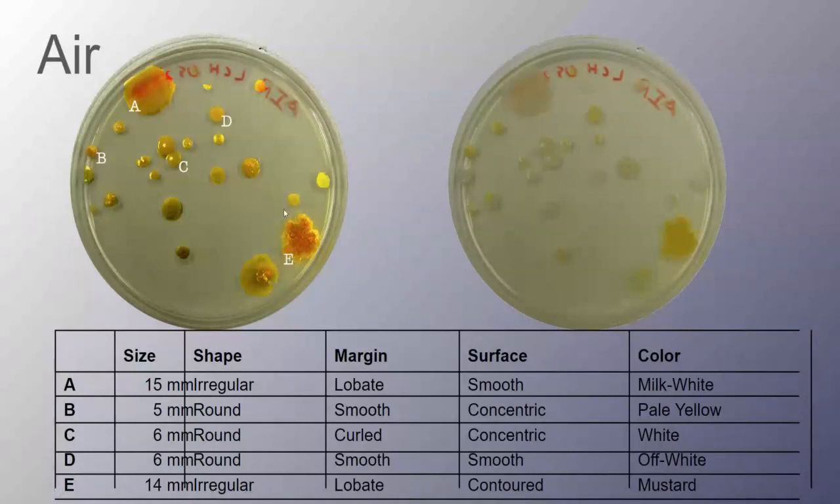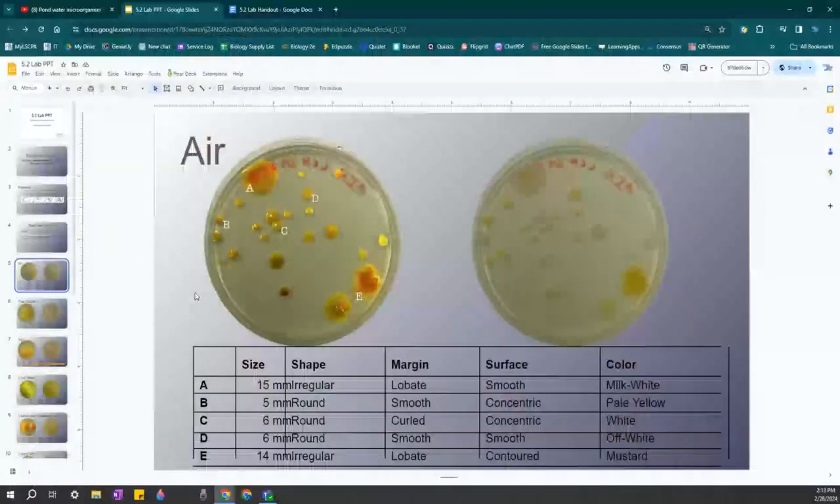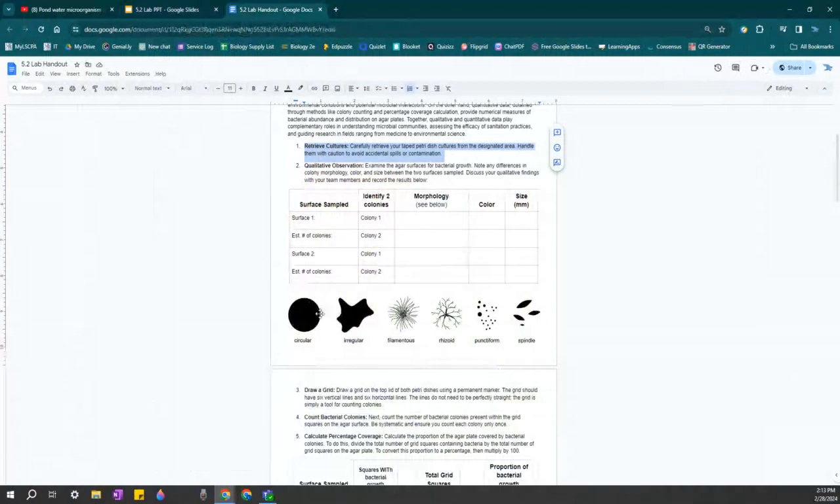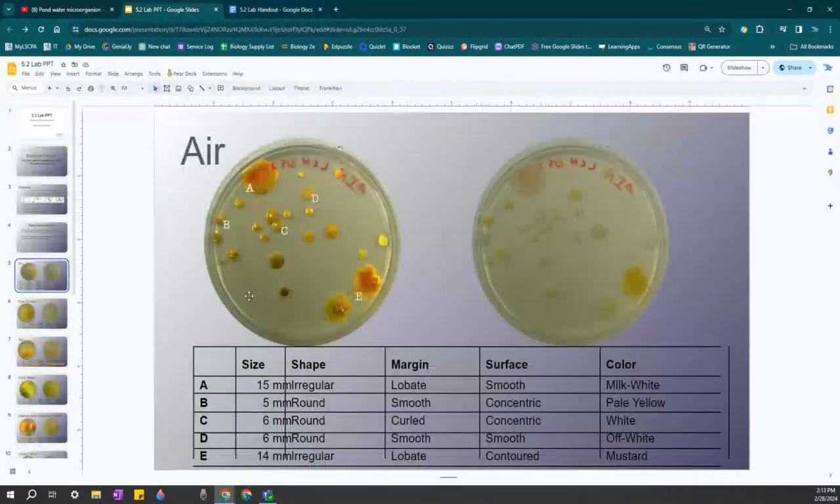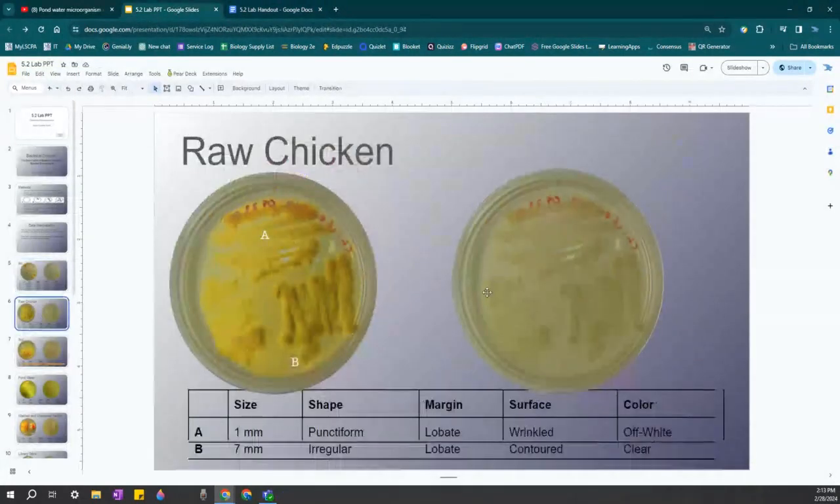The last one down here has an irregular border. We could call it lobate because of the lobes, but there are other types. If we look at our worksheet, the descriptions are going to either be circular, irregular, filamentous, rhizoid, or punctiform. I don't see spindle too often. Let's look at some other examples.